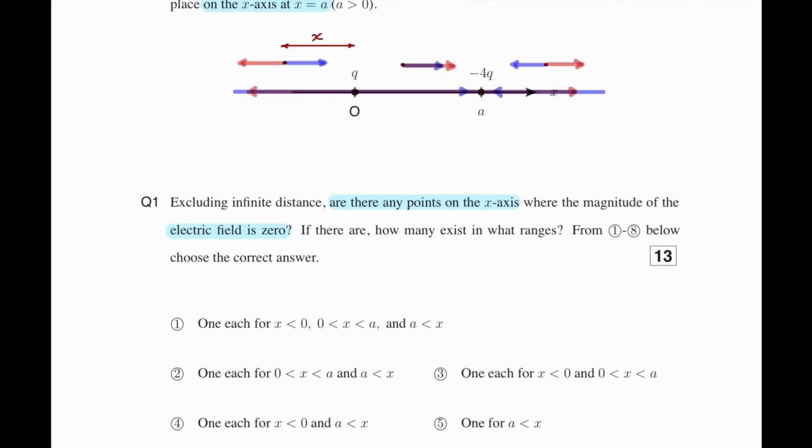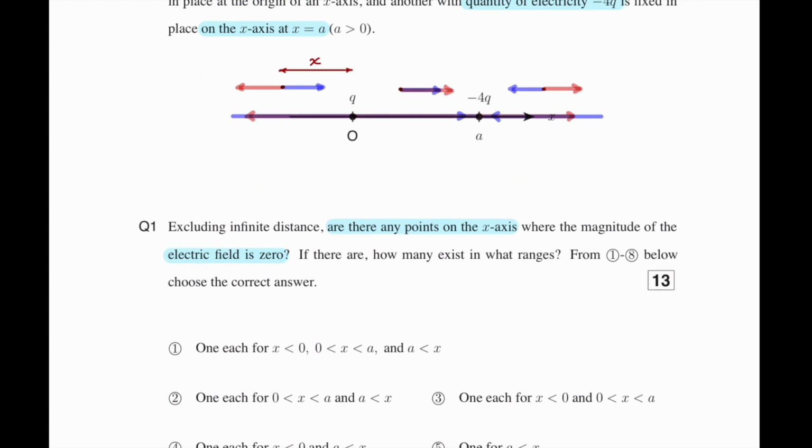And then I will try to find the value of x. If I get the value of x, that means this position is possible. So I will try to find the value of x. This is the electric field by Q. I will assume it as E1. And then this is the electric field produced by negative 4Q. I will assume it as E2.